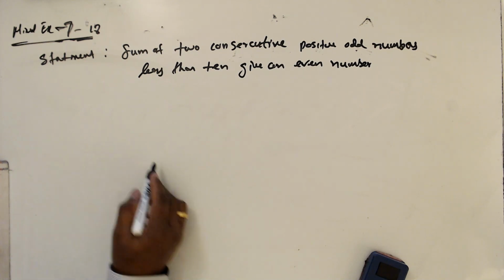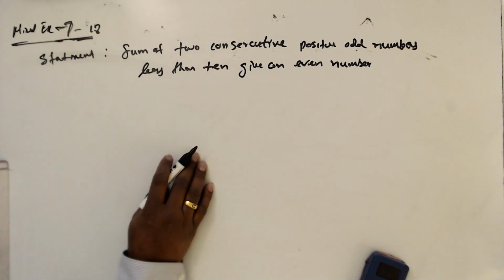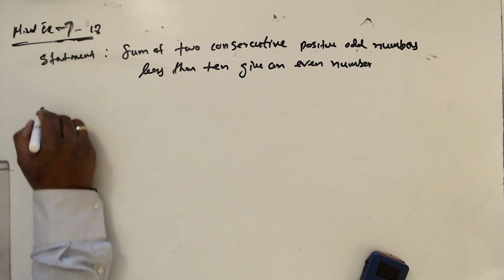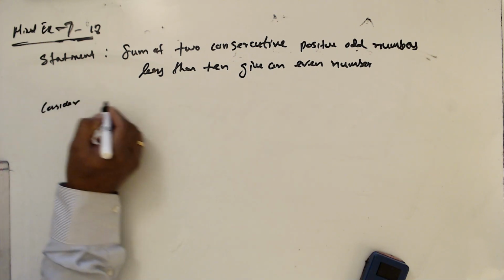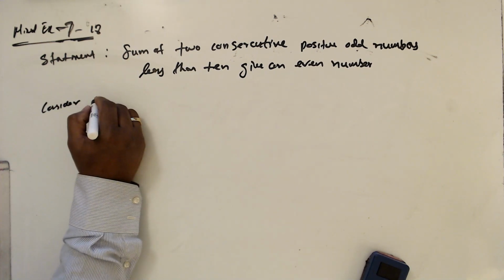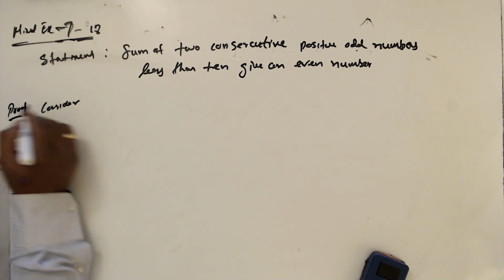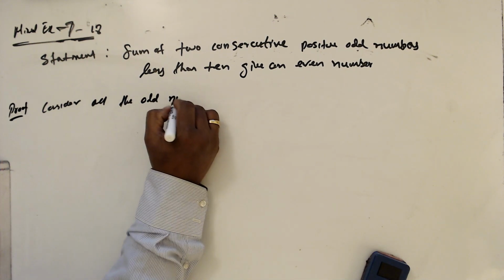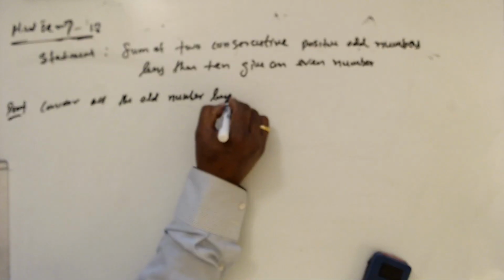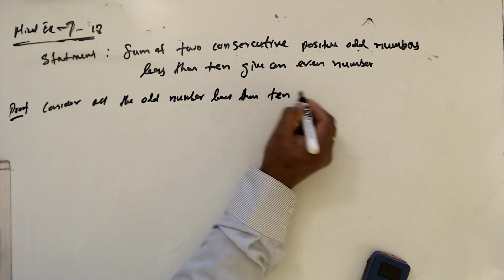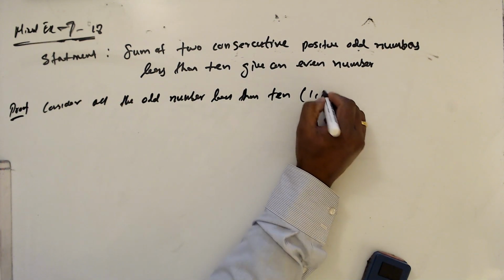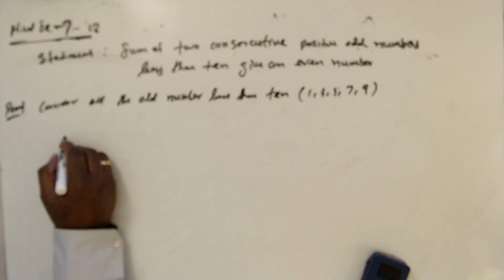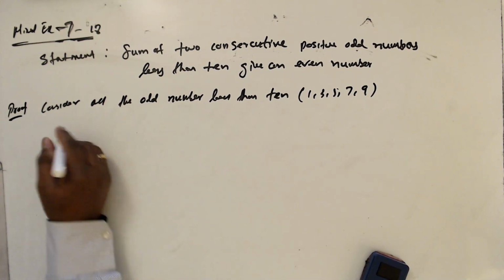Question number 18. We want to show that the statement "the sum of two consecutive positive odd numbers less than 10 gives an even number" is true. Consider all the odd numbers less than 10: 1, 3, 5, 7, 9. Right? So we can show each case.